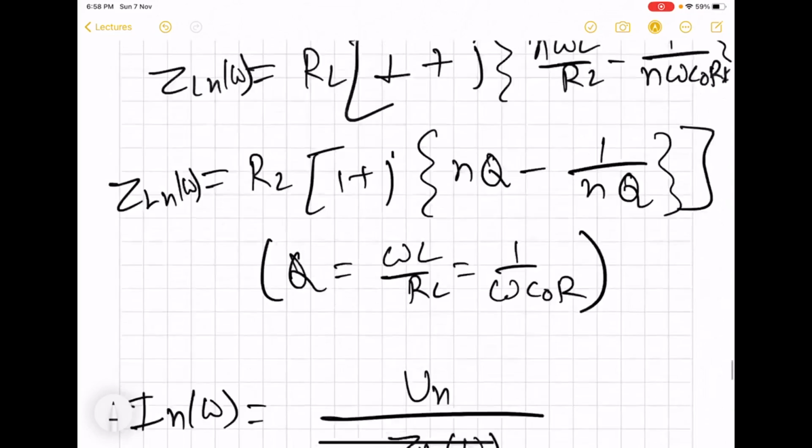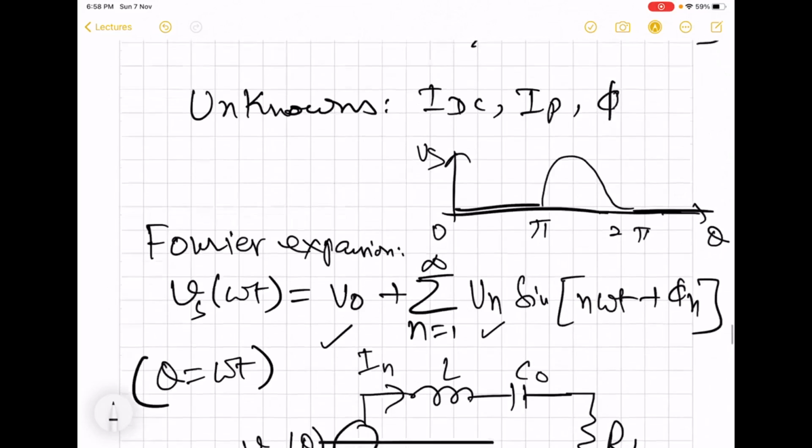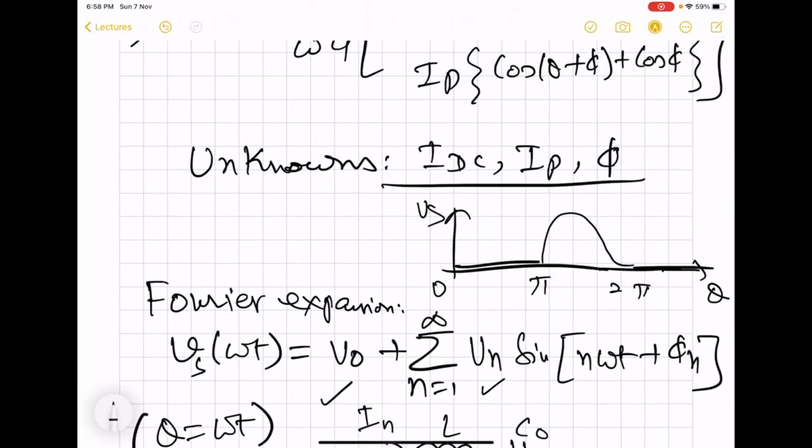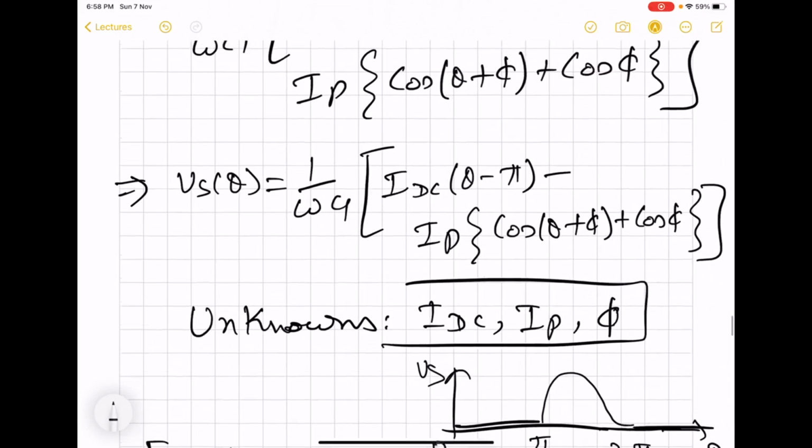So now we return to our intermediate objective of finding out these three unknowns, so that we can find out the expression for the switch voltage in terms of VDD, and then we can find out the various powers and efficiencies and output power capability.